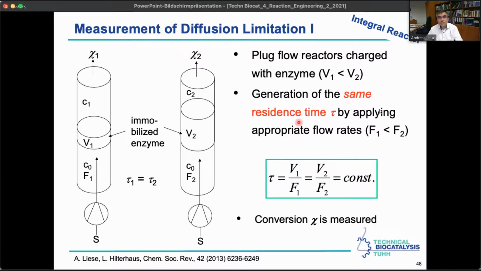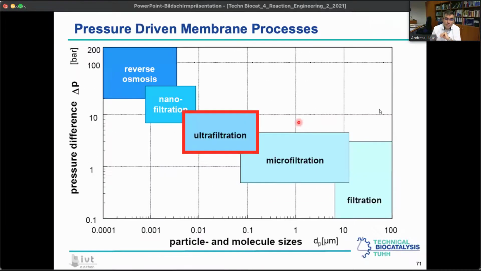Then we discussed technologies, how to determine diffusion limitation. And remember, we talked about outer diffusion limitation. We talked about particle size determination and different technologies that we had discussed here in detail in the last 2 hours. Yeah, we stopped last week at pressure-driven membrane processes.